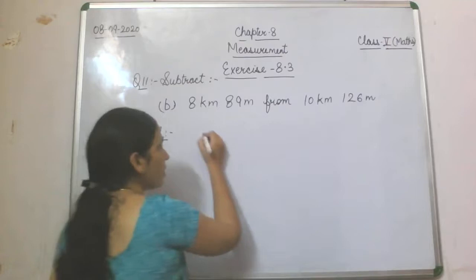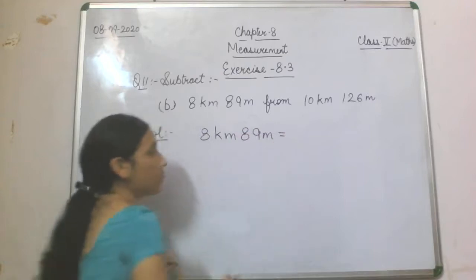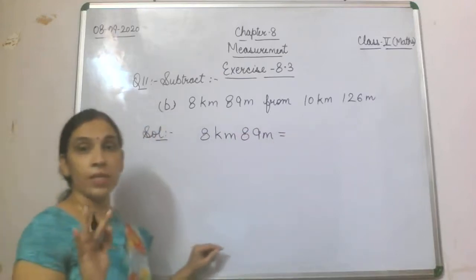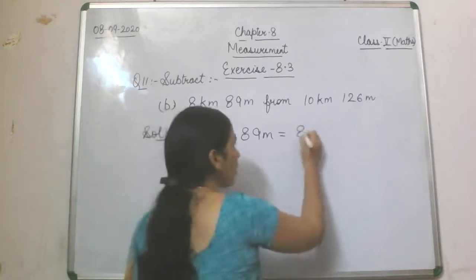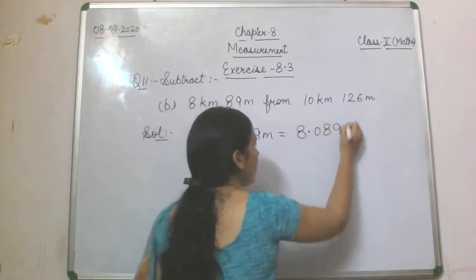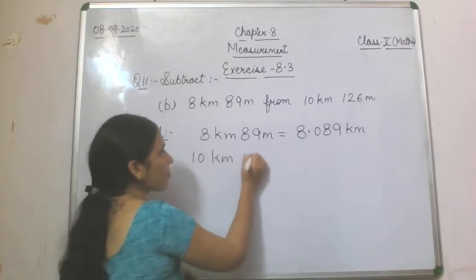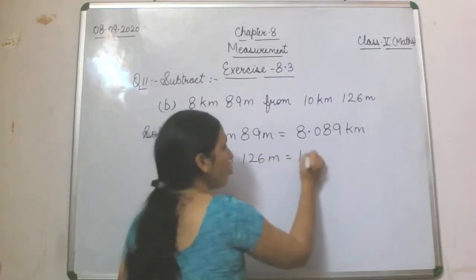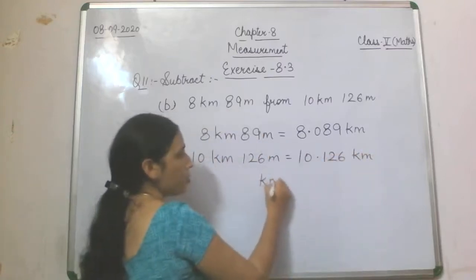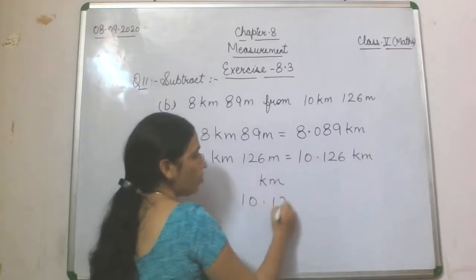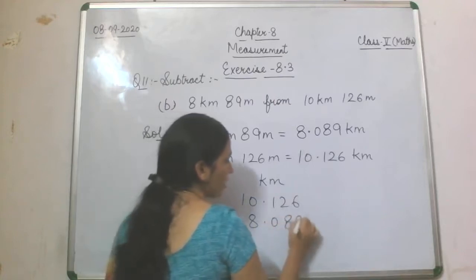That means it will be converted into the bigger unit, kilometer. In 1 kilometer we have 1000 meter, 3 zeros, so 3 decimal places will be there. That will become 8.089 kilometer, and the other one will become 10.126 kilometer. Now what is the next step? The answer in kilometer is equal to 10.126 minus 8.089.